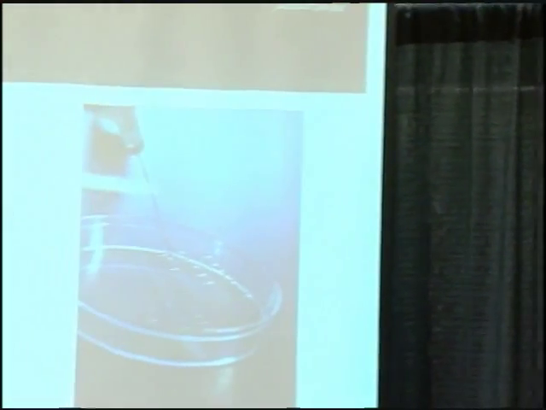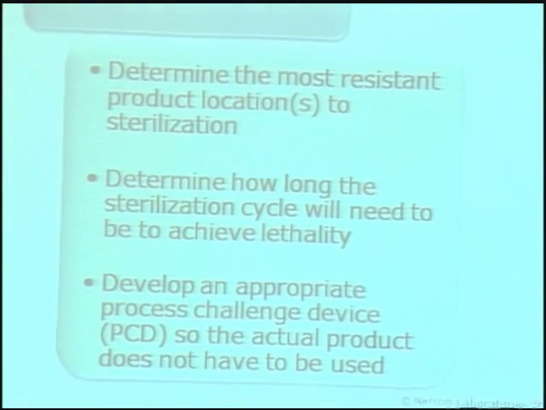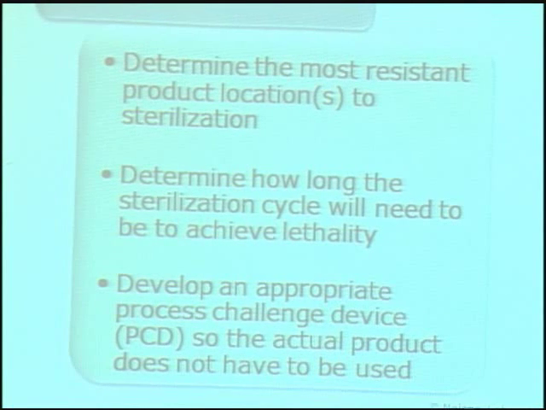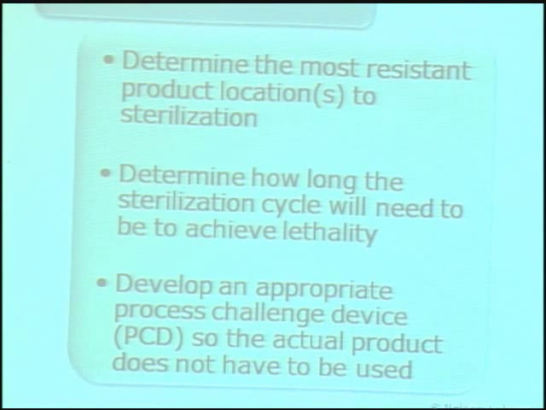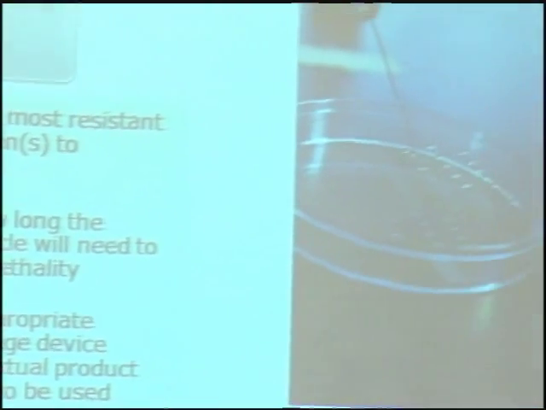So the first one is this comparative resistance test. It's going to serve really two different purposes. You're going to determine how long it takes to sterilize the product, where on that product is the hardest location, and then we want to come up with some type of PCD that we can use to monitor the cycle so we don't have to use the actual product. Because we don't know which PCD is going to be most appropriate for the product, we're going to use a shotgun approach basically, and we'll try 4 or 5 of different varying resistances and do them side by side with the product, and then use the one that's most appropriate to the actual device.